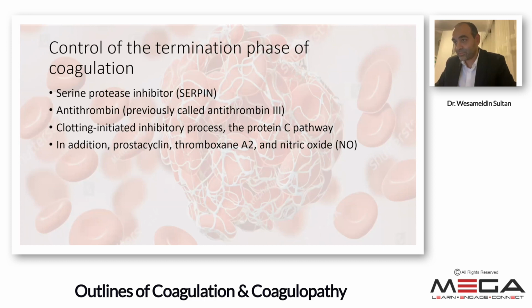What else is controlling the termination of coagulation? The serine protease inhibitors, the antithrombin 3, as we said before, the clotting initiated inhibitory process, the protein C pathways, in addition to prostacyclin, thromboxane A2, and nitric oxide.